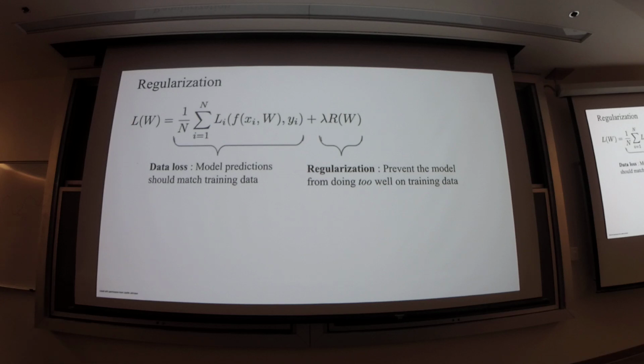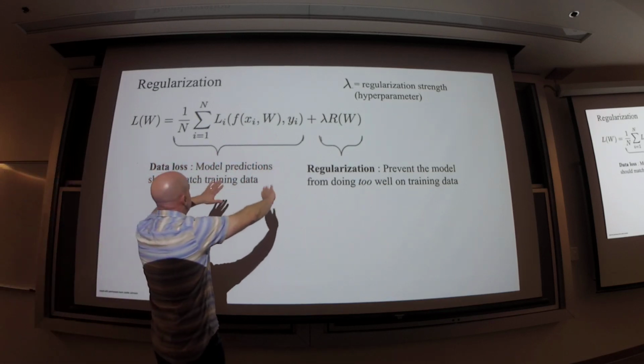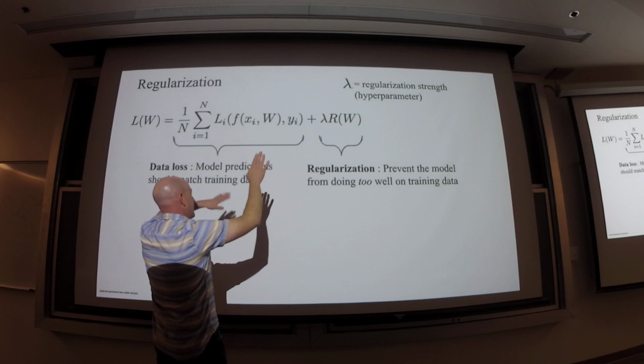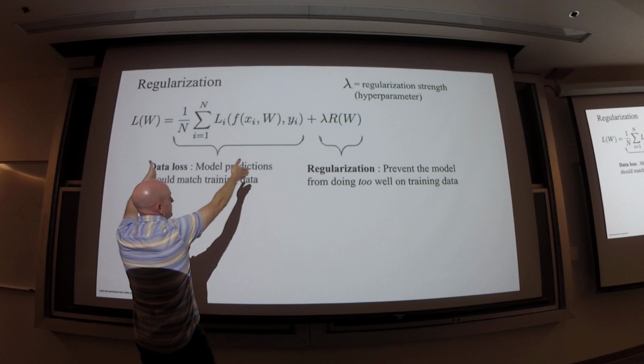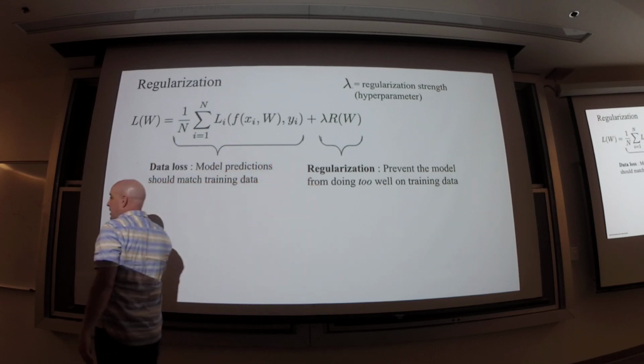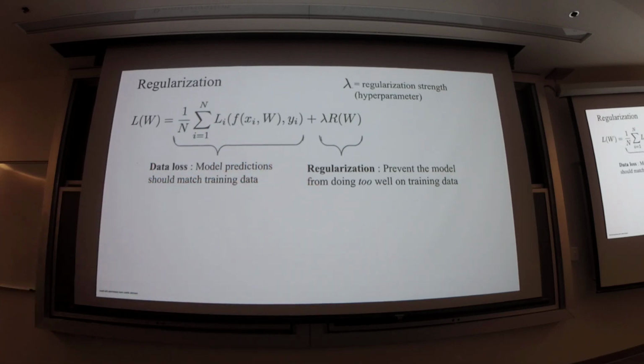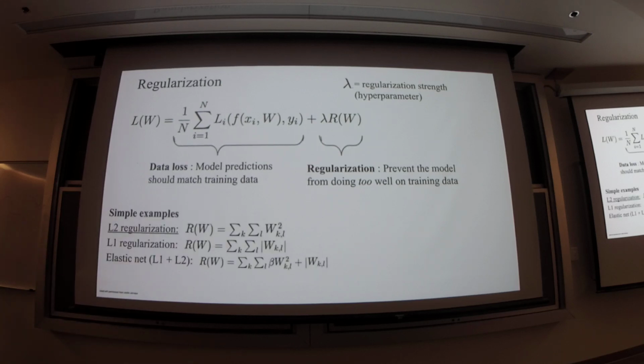So what does that mean? Well, what I've written there is: prevent the model from doing too well on the training data. There's a new hyperparameter that we've added now, this lambda, which balances the relative scale between our loss on the data and how important our regularization term should be relative to that. It's always about scale here.